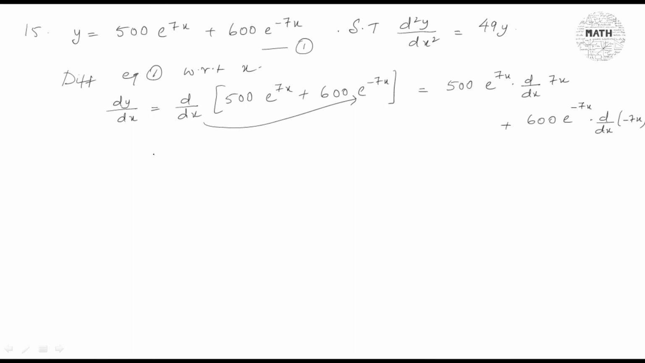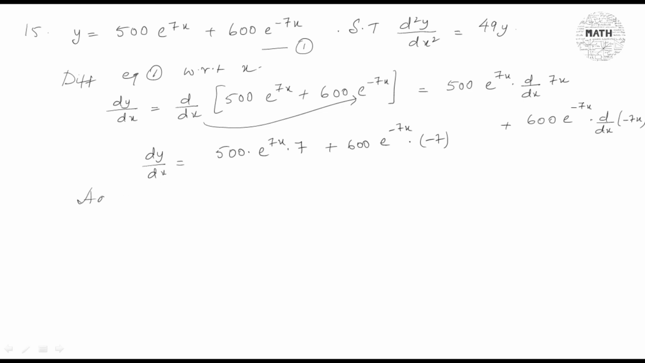So in short, your dy by dx happens to be nothing more than, instead of multiplying, I'll just do it like this: 500 into e to the power 7x into 7, and then plus 600 e to the power minus 7x into minus 7. All right, so that's your dy by dx.